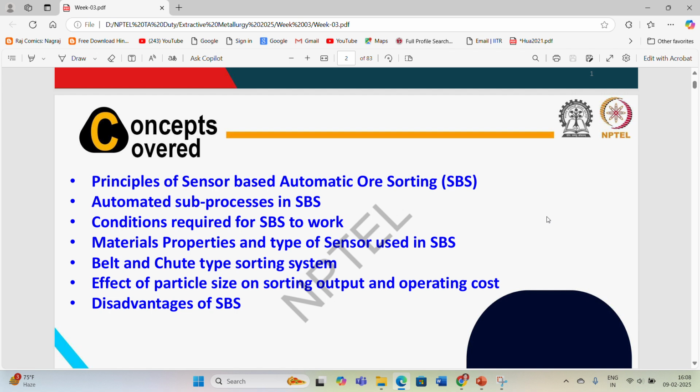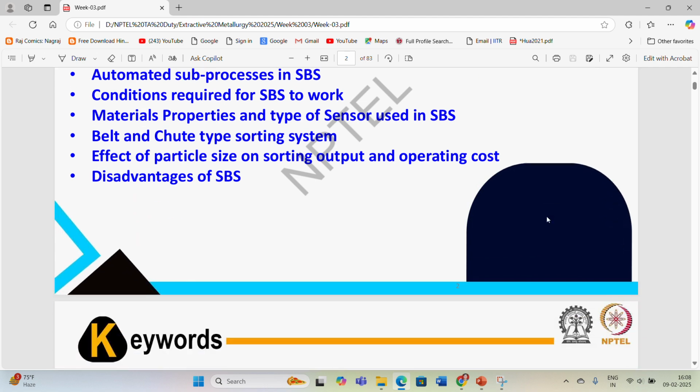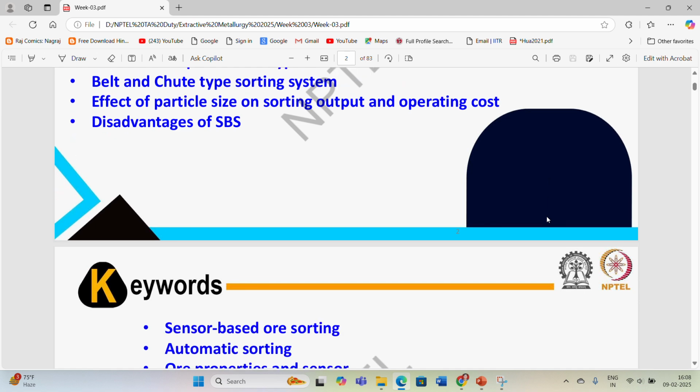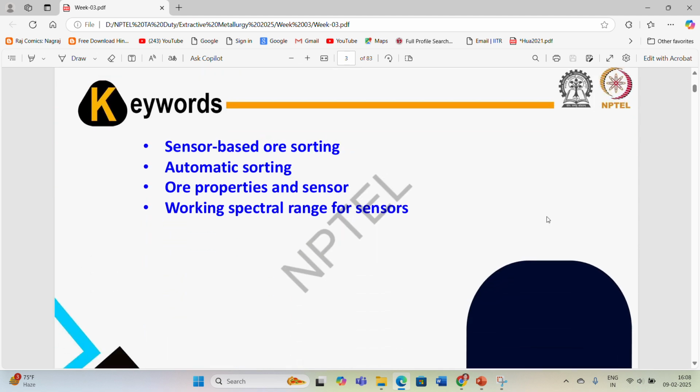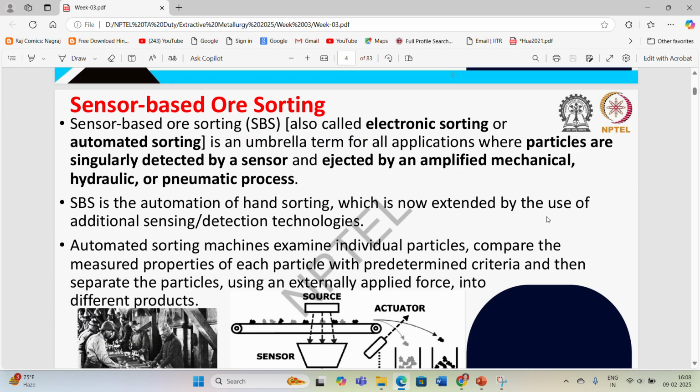So now in this week's lectures, we will mainly talk about the sensor-based automatic ore sorting system, which is also known as the SBS process, and the conditions required for SBS to work, and the effect of particle size on sorting output and operating cost of SBS. Then first we will talk about the sensor-based ore sorting process.